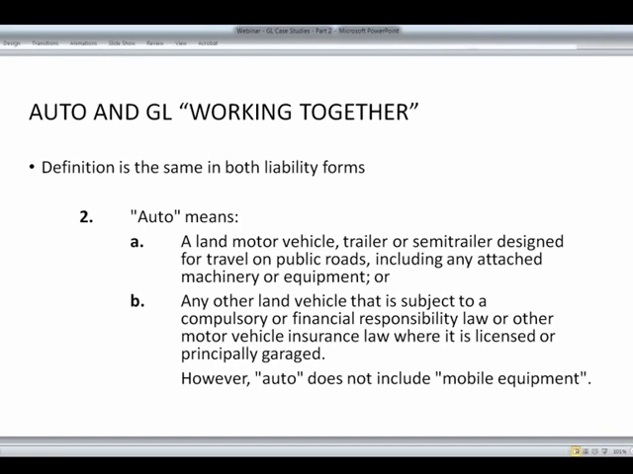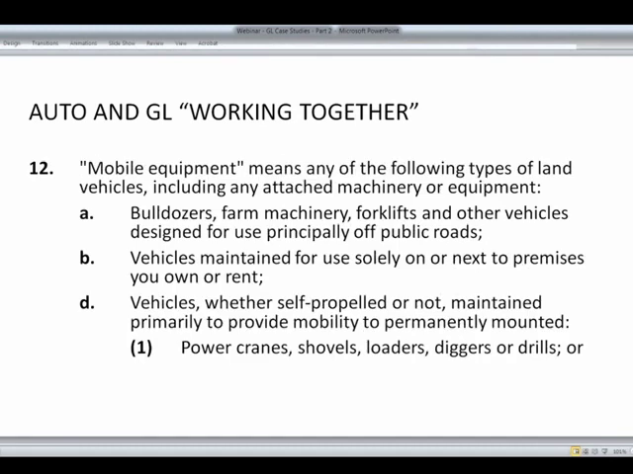Therefore, there was always a question before: was this item mobile equipment or not, because it says, however, auto does not include mobile equipment. Big consideration, and the adding of 2B brings it back to financial responsibility laws or other motor vehicle insurance laws. But then the other thing is where it is licensed or principally garaged, because a lot of times states vary on what type of vehicles might or might not have to be licensed or meet financial responsibility laws. So that's a major concern, and we'll talk about a few areas here. But also note that auto does not include mobile equipment.